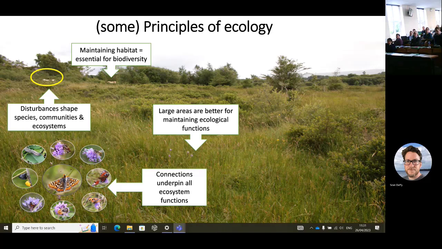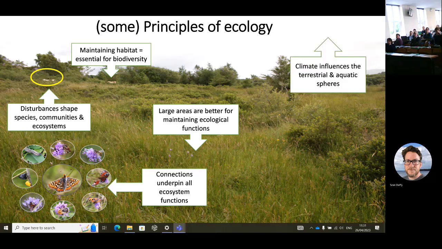Like I said to you, if you think about the marsh fritillary butterfly, more is better. And now think about the marsh fritillary butterfly and all the things that are associated with it. To keep those connections going, we need to keep the habitat in the right condition, optimally managed. And the disturbance that shapes this community is grazing by a small amount of livestock.